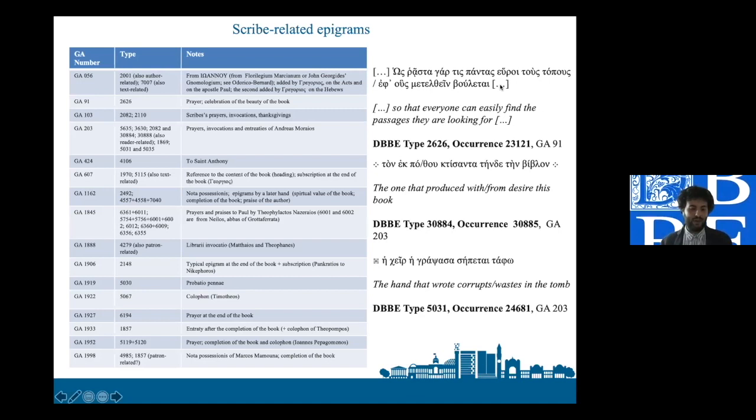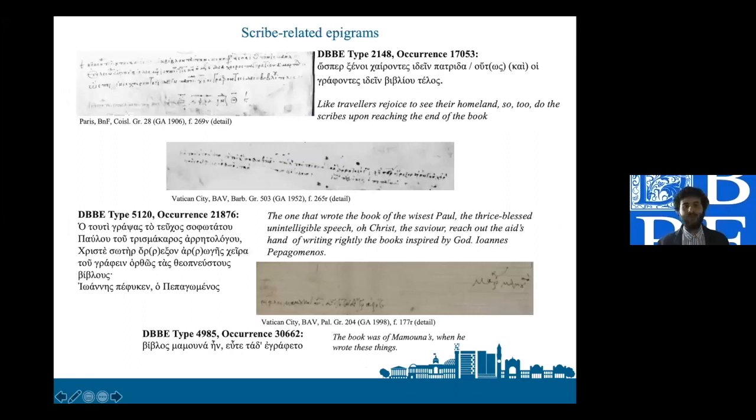But we can also have very conventional prayers and dedications of the scribes to the readers, thanksgivings for the completion of the book, and invocations to God, to thank God for the completion of the manuscript. In particular, I decided to put in my presentation the epigram at the end of the manuscript GA 1906, manuscript Coislinianus Graecus 28, where a comparison is established between travelers who rejoice to see their homeland and the scribe who is happy to reach the end of the book.